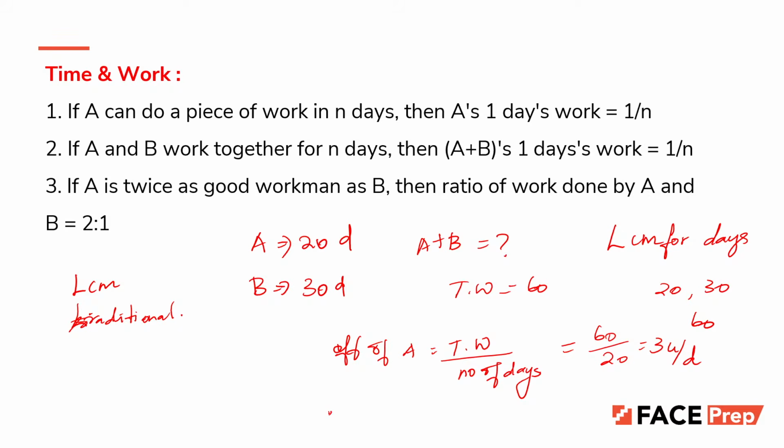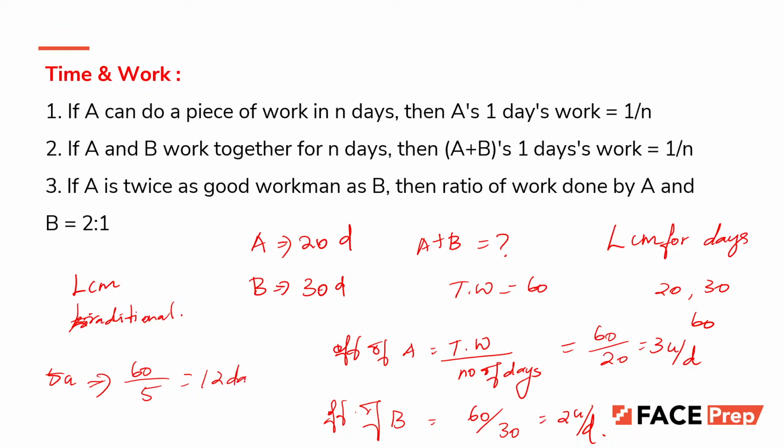Similarly, we check the efficiency of B: total work, which is 60, divided by 30, which is 2 units per day. I hope this is clear for everyone. And then the units per day which both persons do together is 3 plus 2, which is 5. So in one day, 5 units of work are completed. To complete the entire work, you take 60 divided by 5, so it takes 12 days.